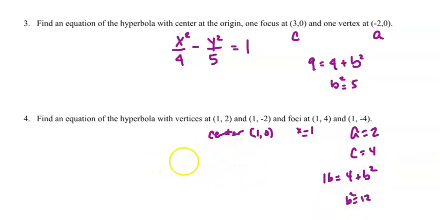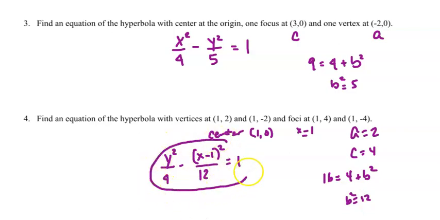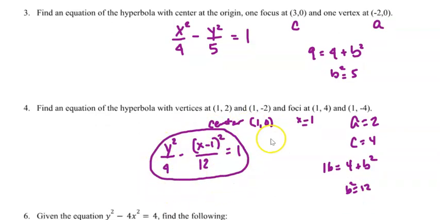If my hyperbola opens up and down, then my y value is going to be positive, and the center for my y value is 0, so I don't have to add or subtract anything to y. Then, of course, a goes with the positive term, so I have a squared is 4. And then the x value of the center is 1, so I do have to subtract 1 here. And my b squared value goes with the negative term, so that's a 12. And then I have equal to 1, and that is the equation of the hyperbola.